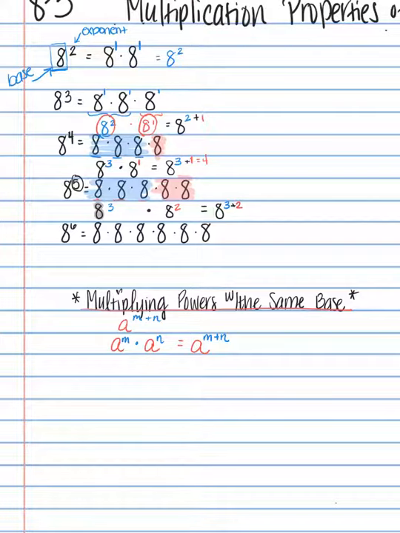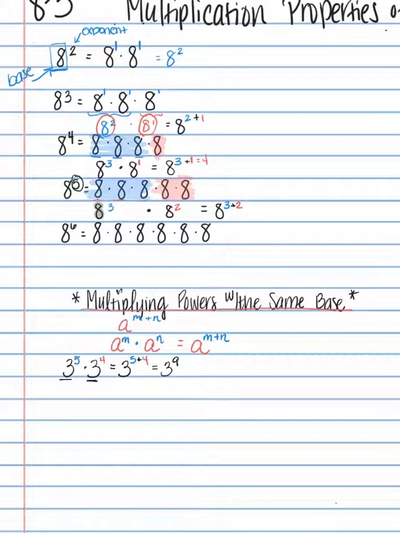Let's look at this guy. If I have 3 to the fifth, and I'm multiplying it by 3 to the fourth, what does this equal? Well, it equals 3 to the 5 plus 4, or 3 to the 9th. Notice it is not 3 to the 15th. When I multiply things with the same base, I have to add my exponents.